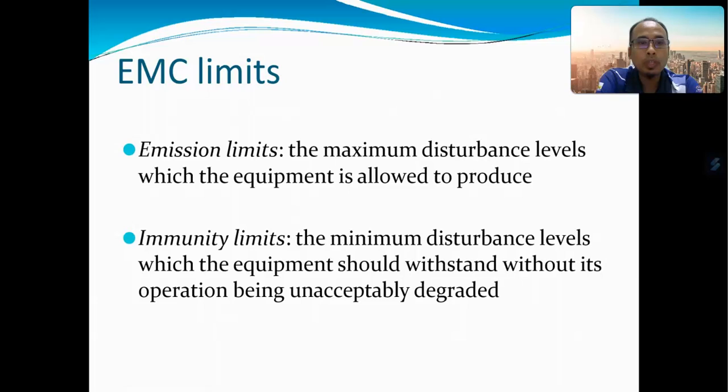So the immunity and also the emission. Emission in terms of EMC is what is produced by the medical device, whereas immunity is the minimum disturbance level that a specific medical device can withstand without causing any disturbance or interruption to the function and system of the medical device.